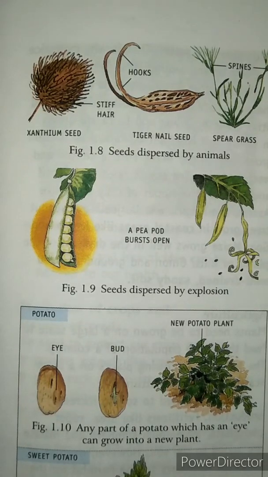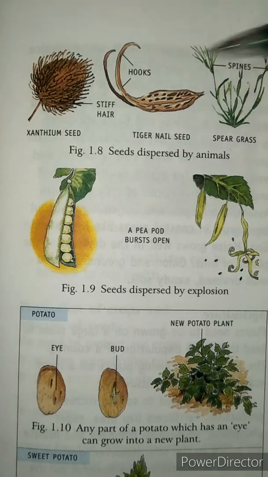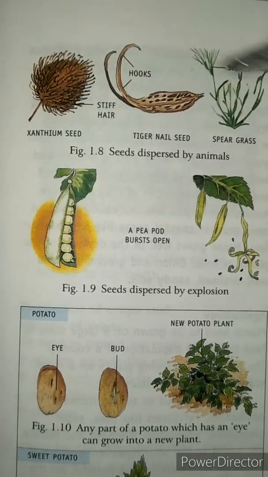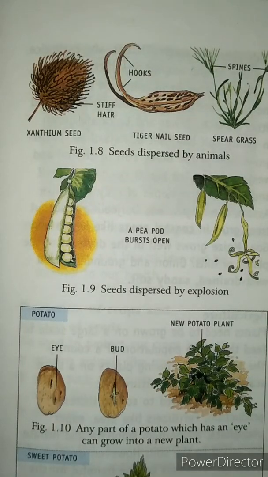Next one we have seed dispersed by animals. Human beings and animals eat fruits like cherries and mangoes and throw away the seeds. Some of the seeds have hooks and spines. You can easily see, these are hooks and these are spines and stiff hair. They stick to the body of animals, and this is how they can be dispersed, right?